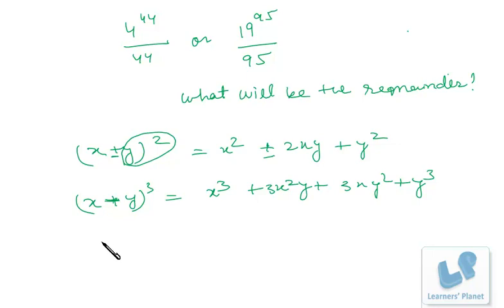Suppose I put up an example. If you divide (83 plus 3) whole cube by 83, what will the remainder be? See, 83 is a factor here, so the remainder will be 3 cube, that's 27. So if a number is broken up into two numbers, and one of them is a factor of the divisor, then the remainder will be obtained from the other term, as we have seen over here.